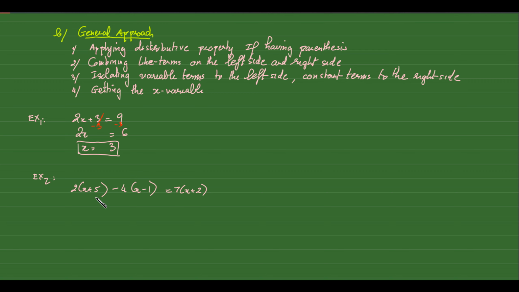Right now you see that this one has parentheses, so we have to do the first step. First we need to distribute it. So that gives you 2x minus 10. When you distribute, make sure you distribute the sign too. Negative 4 times x is negative 4x. Negative 4 times negative 1 is positive 4. So I distribute the sign too, and this equals 7x plus 14. Now step 2 is to combine like terms on each side. So this and this I can combine. 2x minus 4x is negative 2x. Negative 10 plus 4 is negative 6, equals 7x plus 14.